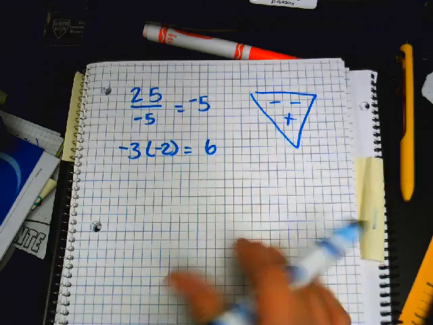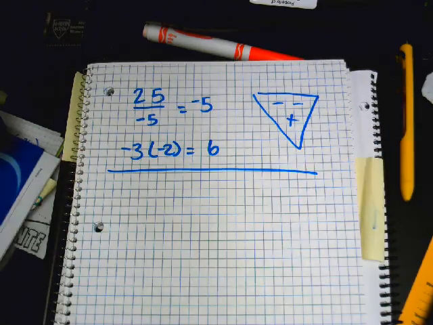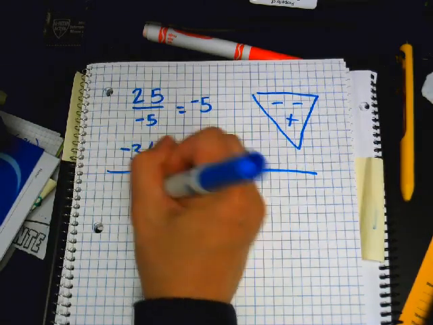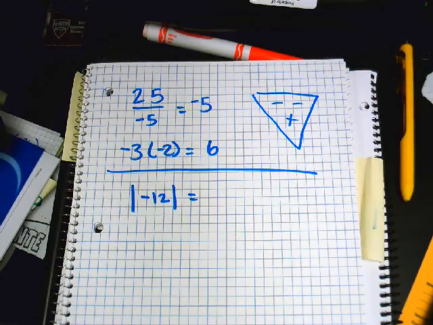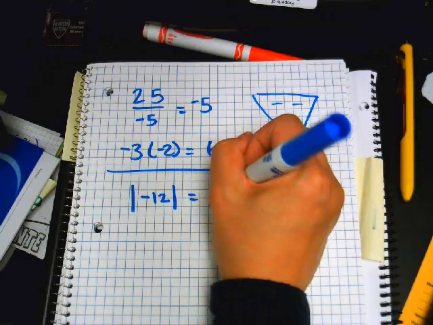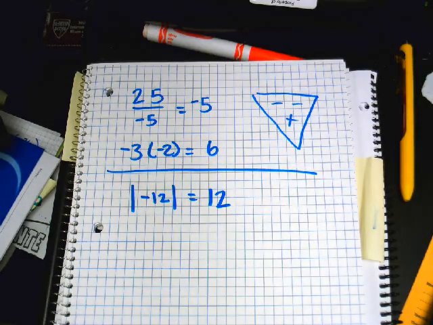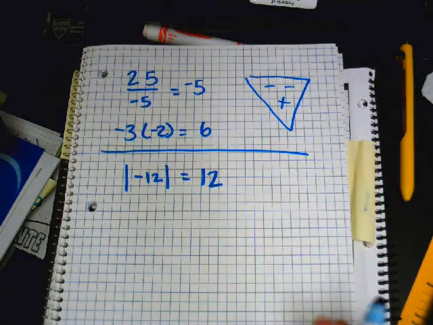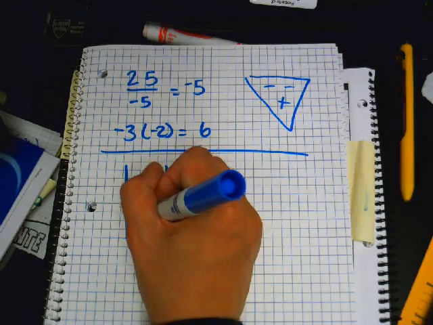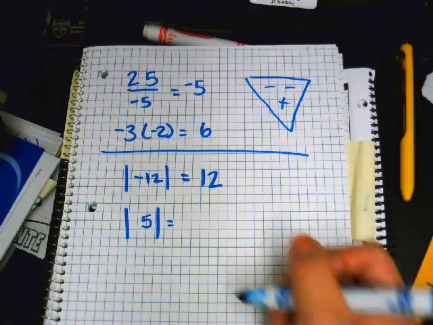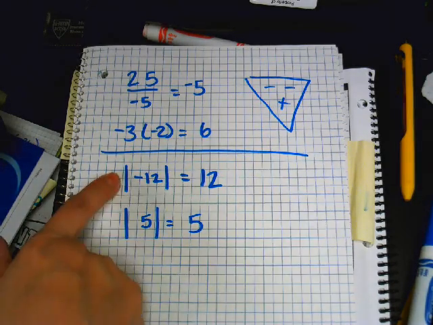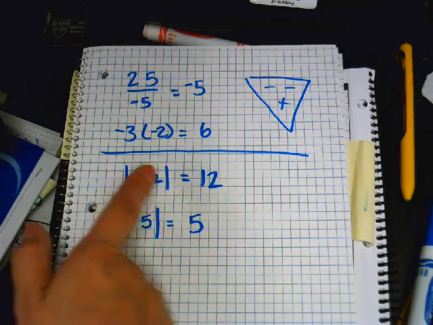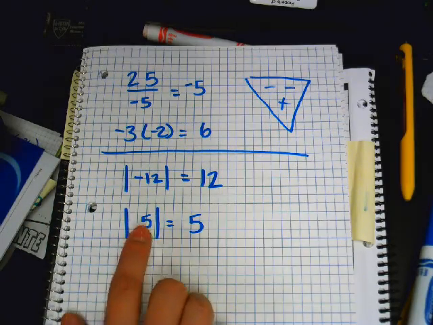All right. Now, Monday, what's the absolute value of -12? 12. Just 12. That's it. What's the absolute value of 5? 5. Not negative. Adrian, focus. The absolute value of -12 is 12. The absolute value of 5 is 5.